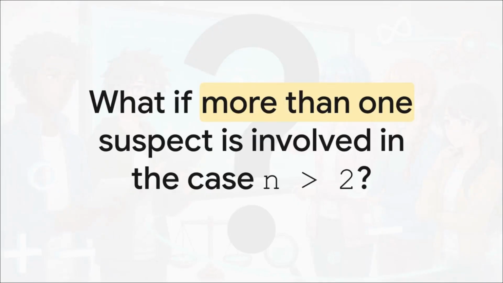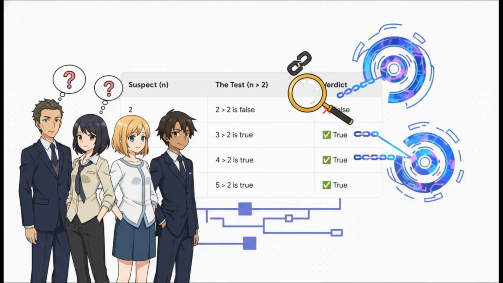Okay, but let's be real, not all cases are that simple. Sometimes it's not a lone wolf. You're dealing with a conspiracy. Let's look at a new case, this time an inequality. n is greater than 2. So we run the same exact procedure, interrogating each suspect from our lineup. Is 2 greater than 2? False. Okay. Is 3 greater than 2? True. How about 4? Also true. And 5? True again. Well, would you look at that? It seems we have multiple accomplices.